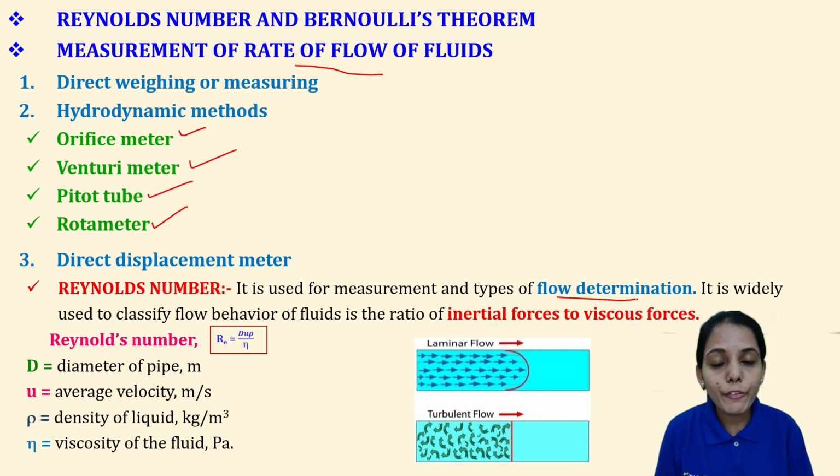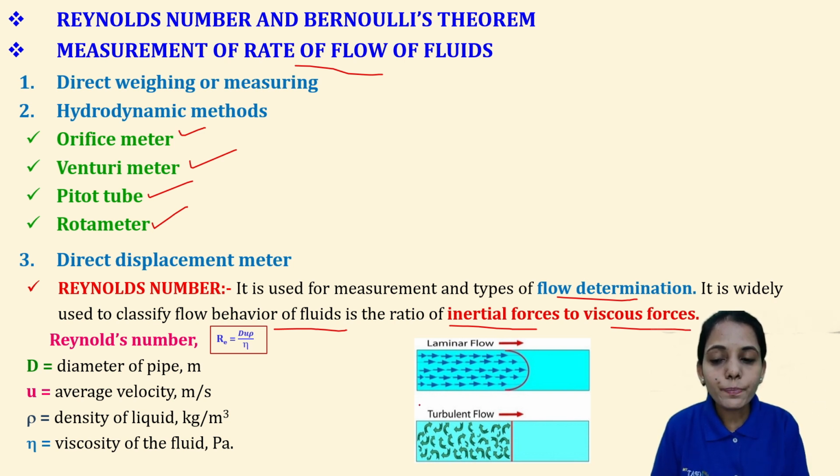So this is the significant number which gives the idea about the flow pattern of that particular fluid. It is widely used to classify flow behavior of the fluid, and it is the ratio. Remember, it is the ratio of inertial forces to viscous forces. This is important. They may ask you, Reynolds number is the ratio of dash, inertial forces to viscous forces.